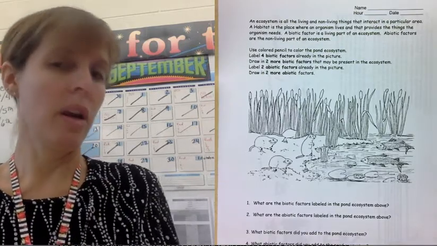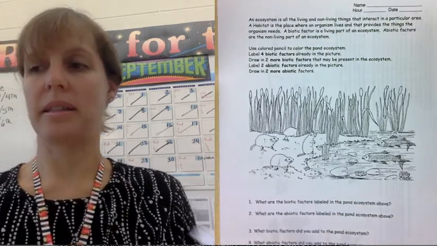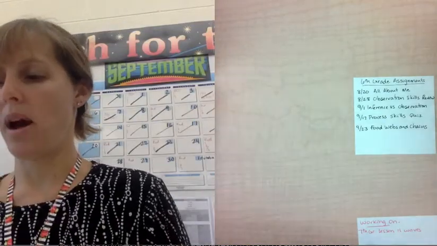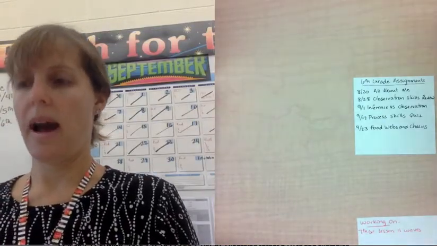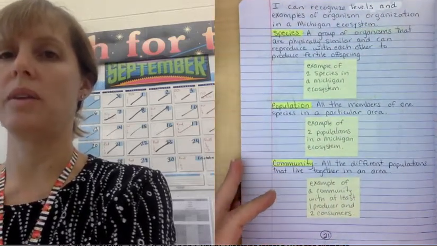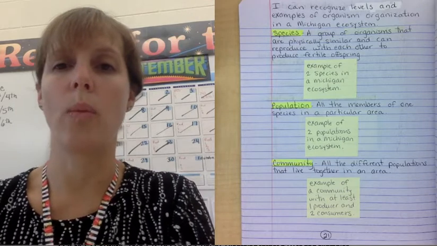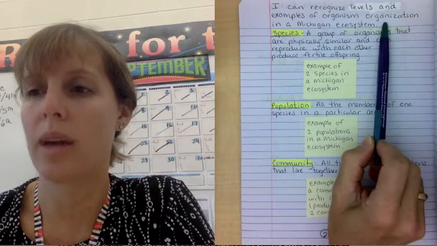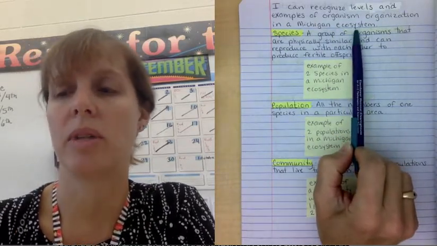All right, we are going to move on in today's lesson, and we are going to start talking about how we can recognize levels of organisms in an ecosystem. We're going to do notebook page 21. You're going to recognize levels and examples of organization in a Michigan ecosystem. Important you guys know about our great state of Michigan.